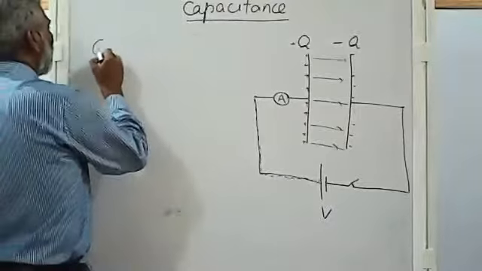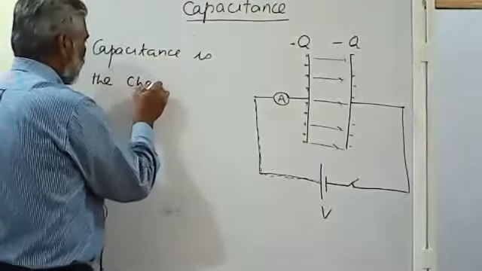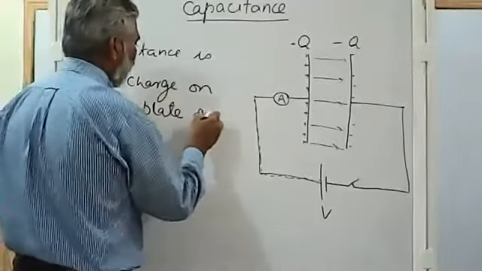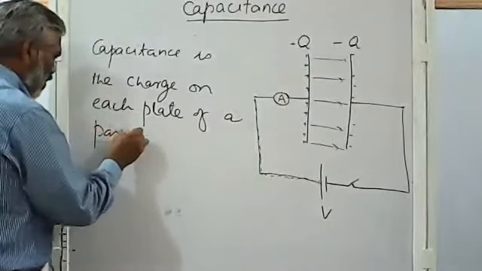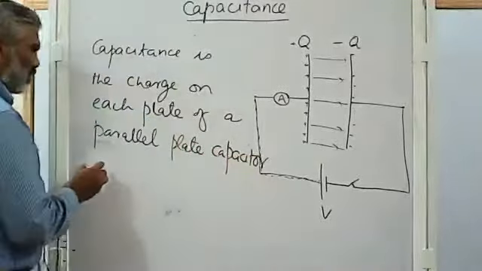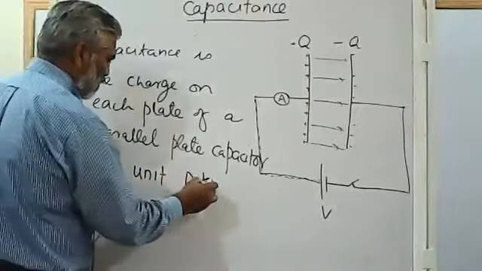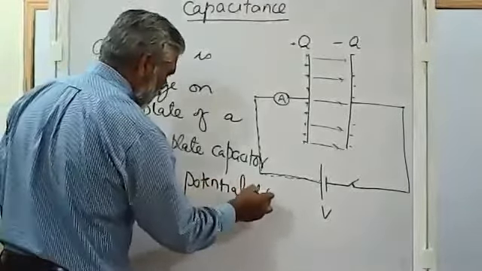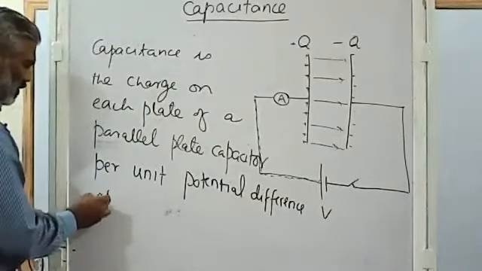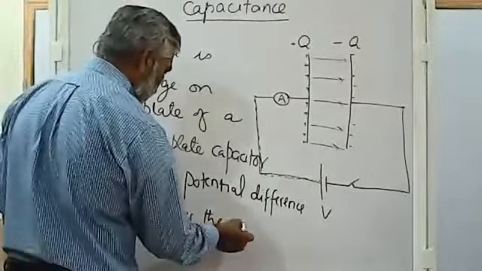So capacitance is the charge on each plate of a parallel plate capacitor, per unit potential difference, or per unit voltage applied across the capacitor or the two plates.